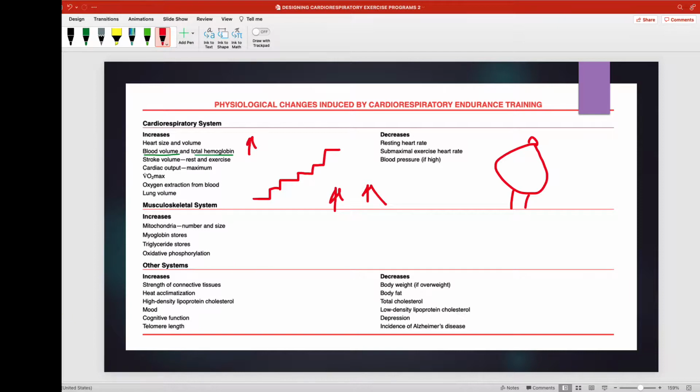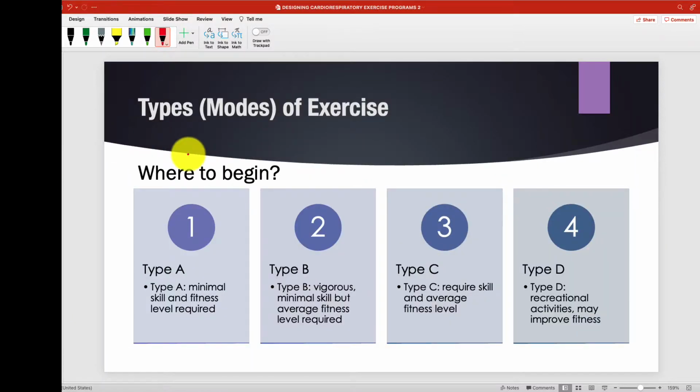Okay, let's move on. You have to think about where to begin. Your textbook talks about these four types of exercise, and you can look at this in your textbook and get it. This is pretty easy to make sense of. Our primary goal is to develop and maintain cardiorespiratory fitness, and we want to prescribe aerobic activities where we're focusing on large muscle groups, right?